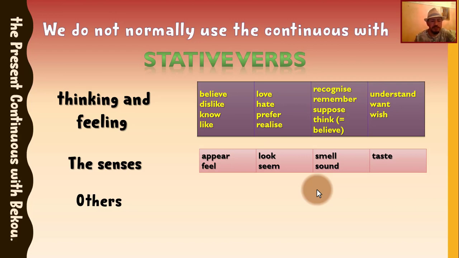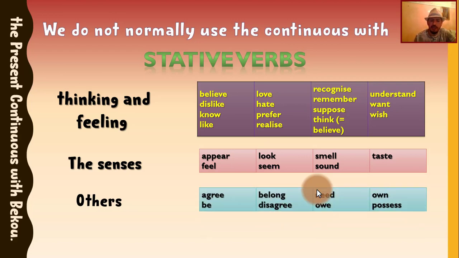And we have other verbs. For example, agree. So we don't say I am agreeing with you. No, I agree with you. Belong, need, own, possess, owe, disagree, and the verb to be.